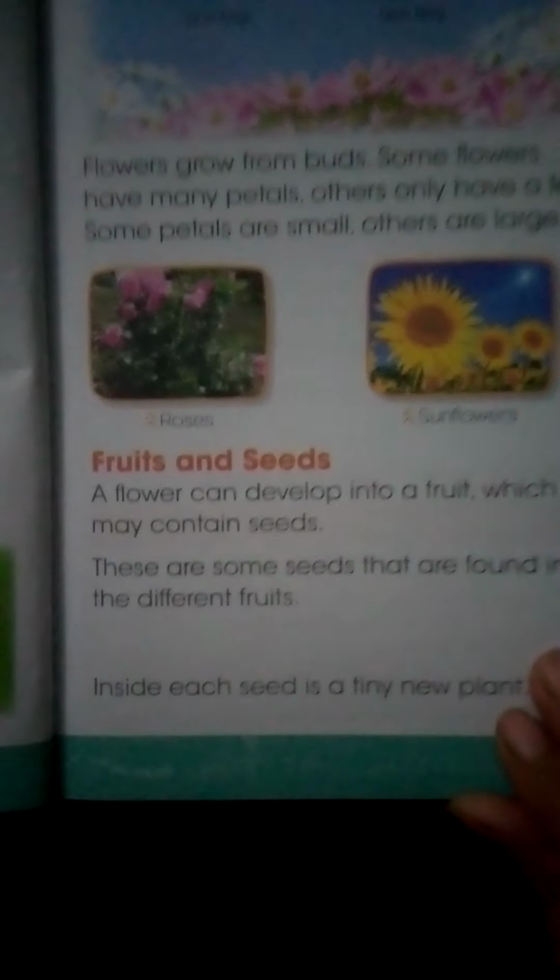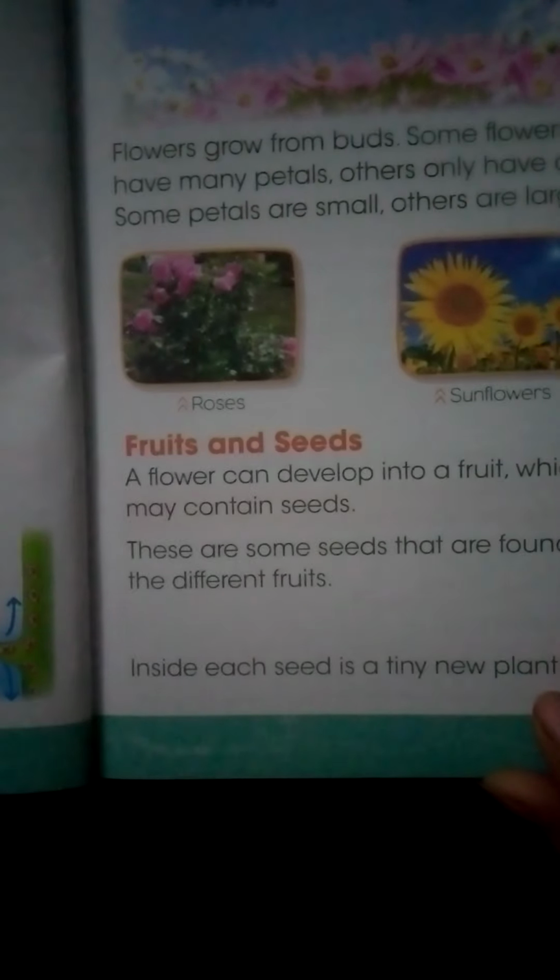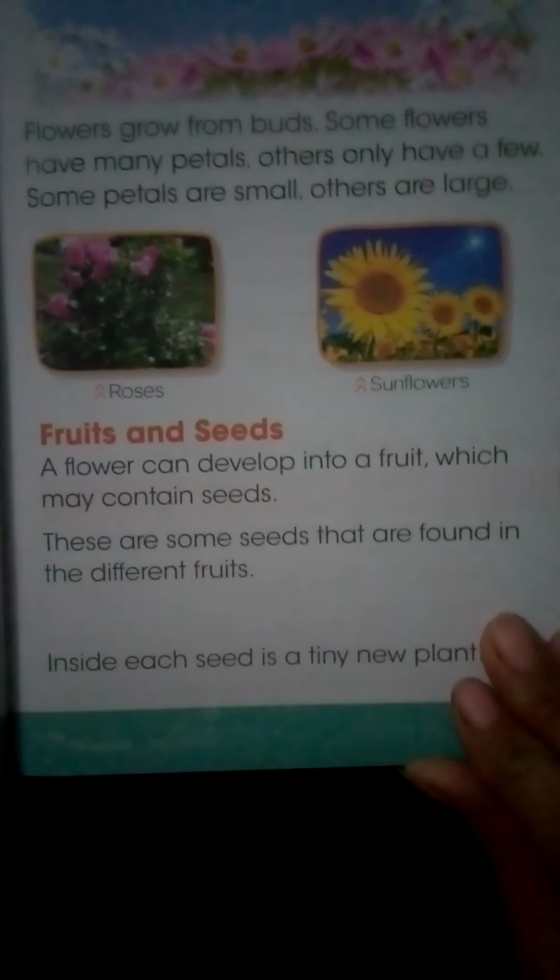Now, fruits and seeds. A flower can develop into a fruit which may contain seeds. These are some seeds that are found in the different fruits. Inside each seed is a tiny new plant. See? Apple, orange, avocado. So, a flower can develop into a fruit. Okay?